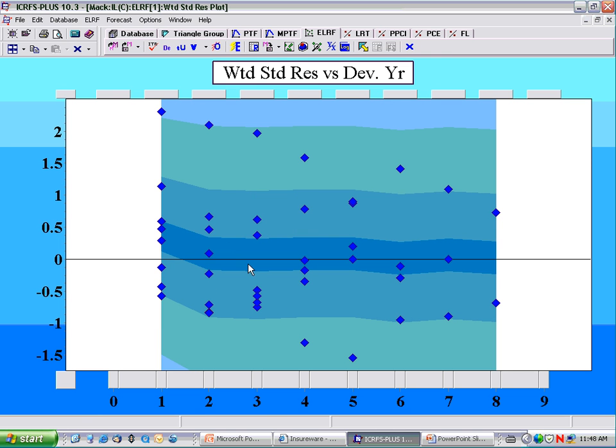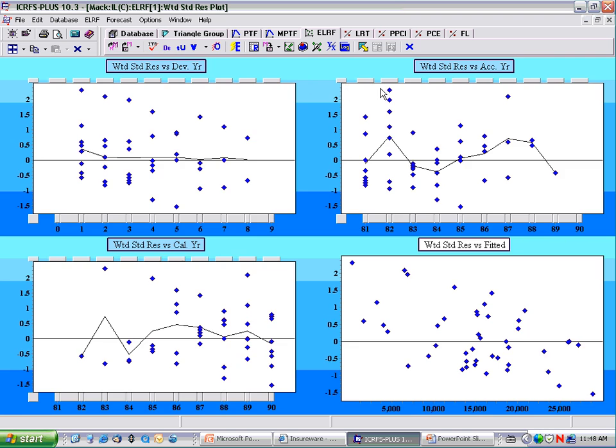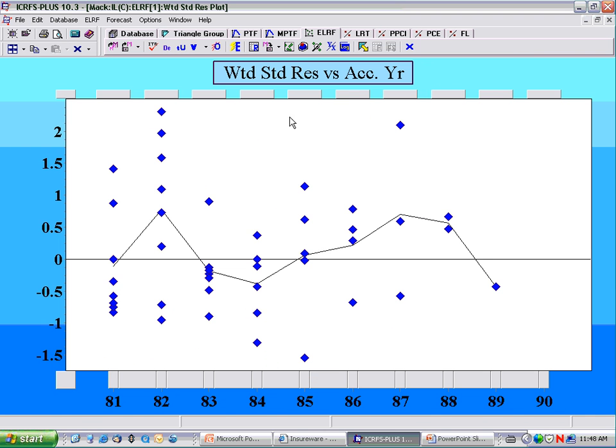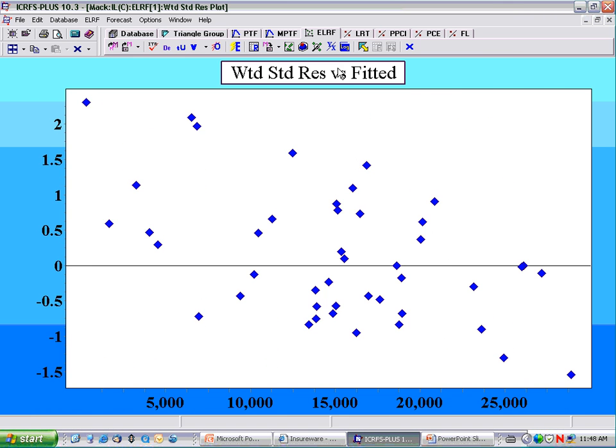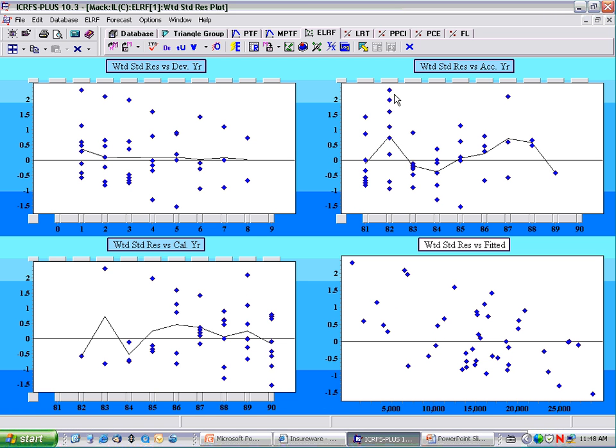So that's the residuals versus development year. These are the residuals versus accident year. These are the residuals versus calendar year. And these are the residuals versus fitted values. So if you want to see where this point is in the other graphs, because on the vertical axis it's the same values, this applies to accident year 82, development year 1, the calendar year is 83. Well, it's the sum of the two periods, development period and calendar period.